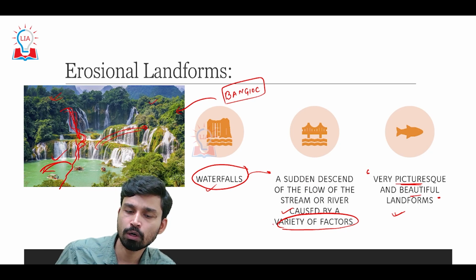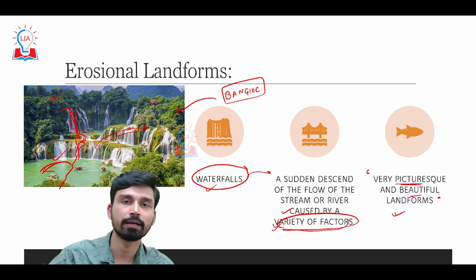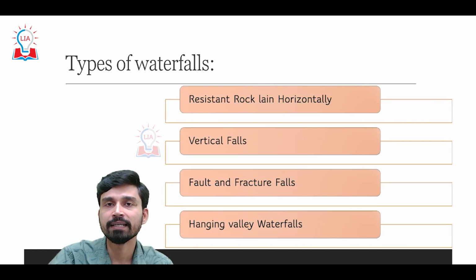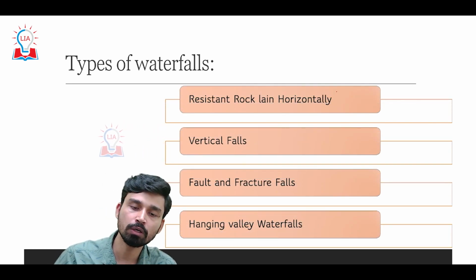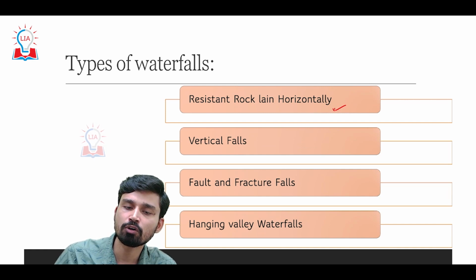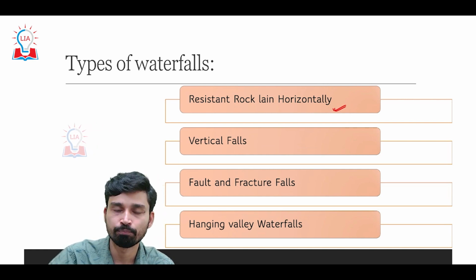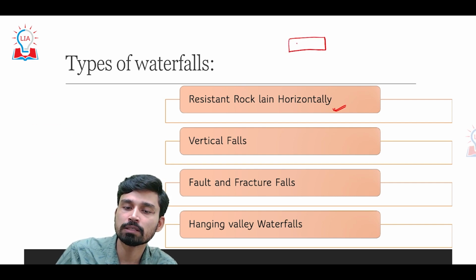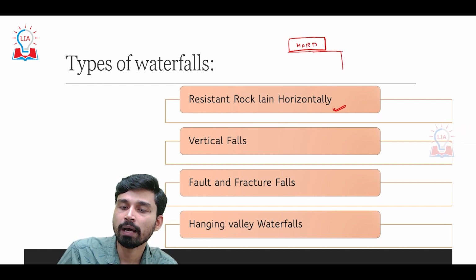Now, as we discussed, a waterfall can develop due to a variety of factors. So, depending on what factor has caused the development of the waterfall, we can characterize waterfalls into four major types. The first kind of waterfall develops if there are resistant rocks that are laid horizontally. What I'm trying to say is, for example, if you have two different kinds of rock, the harder rocks are on the upper part, and in the lower part you have weaker or softer rocks.